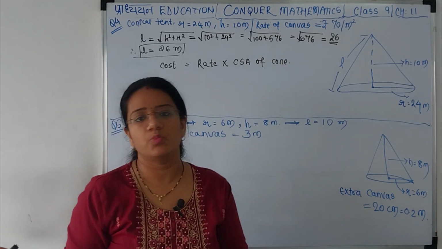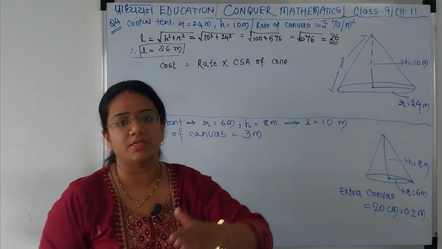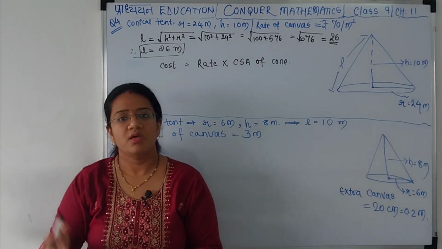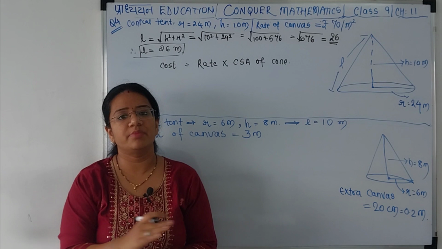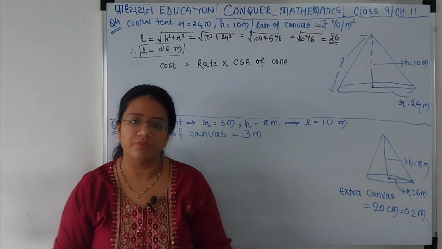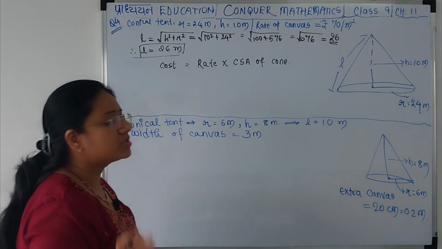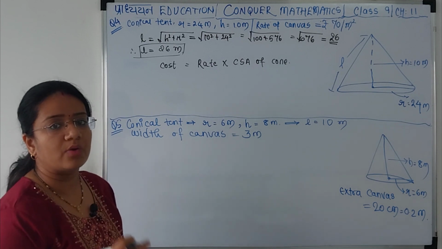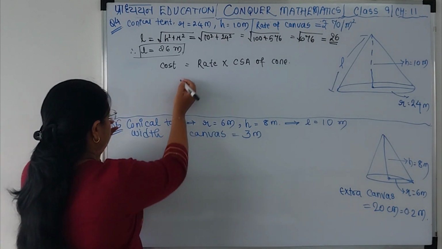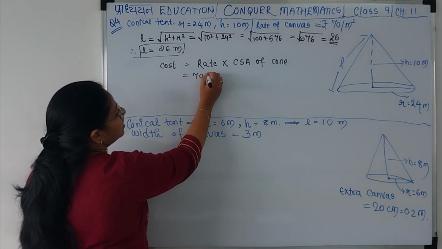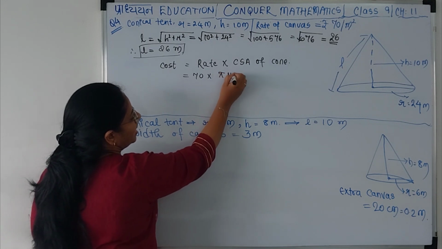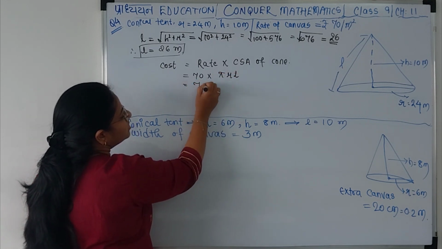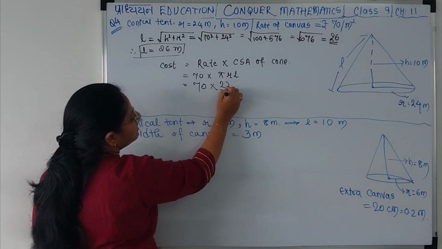Because the base will not be made of the cloth that is used to make the tent. Base will be either hard or there will be no base. The tent will be made on the ground, correct? So there is no base included when we talk about the tent, alright? So rate is 70 rupees. CSA of cone will be pi r l, which is equal to 70 into 22/7.